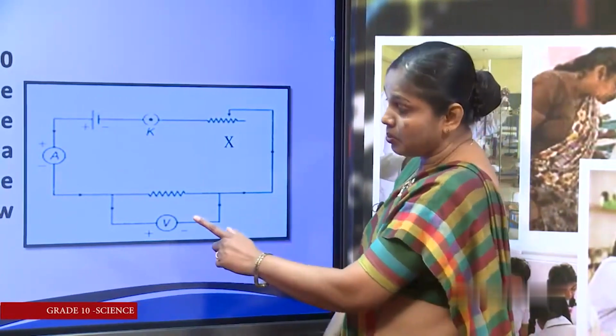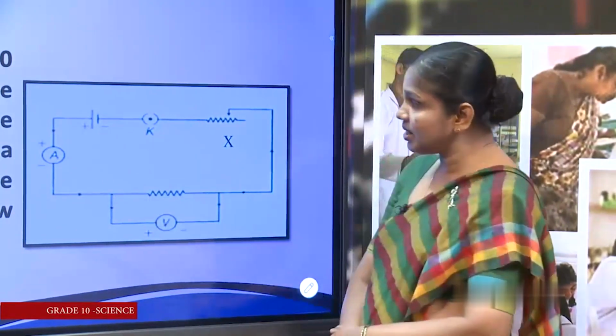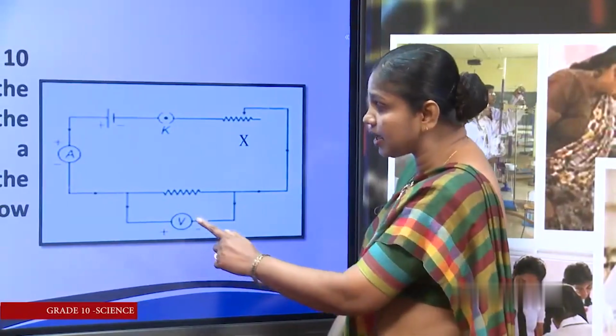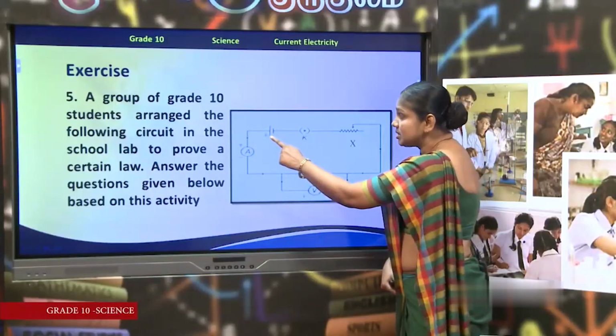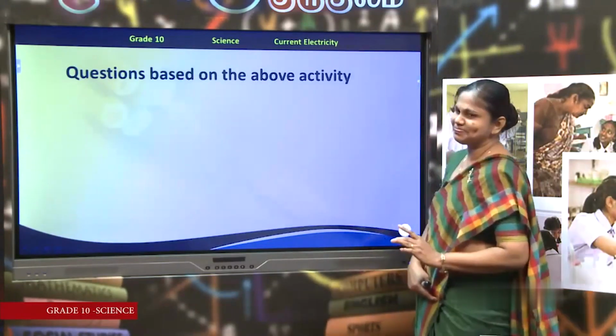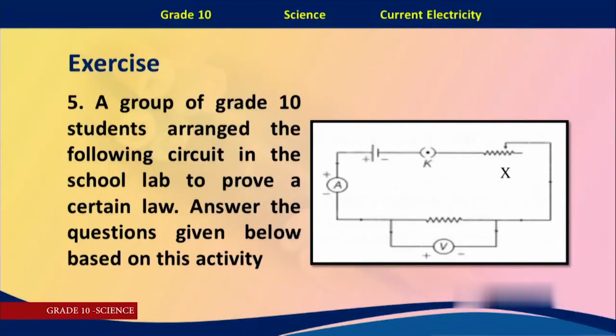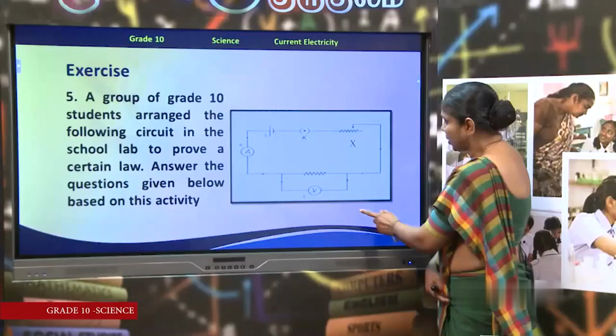And remember, when the voltmeter and ammeter are represented in this circuit, it is essential to mark the positive and negative terminals. See, this is the positive terminal of the battery, and when the ammeter is connected, its positive terminal must be connected to the positive terminal. And in the voltmeter too, the wire that comes from the positive terminal must be connected to the positive terminal of the voltmeter. Right. Now, we'll see the questions.